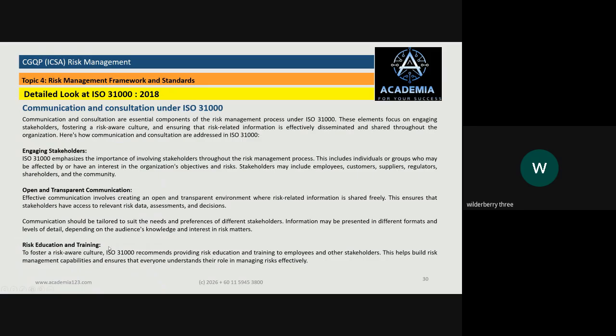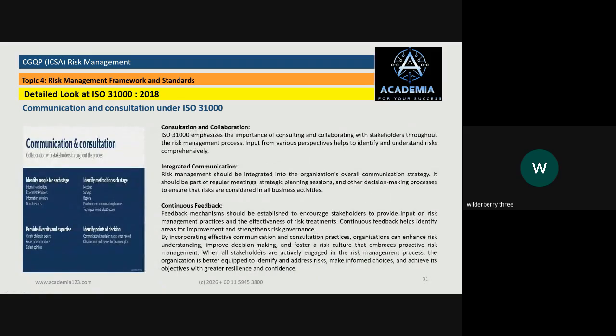Risk education, that we already mentioned so far: in regular intervals, you should also upskill your employees and stakeholders accordingly.